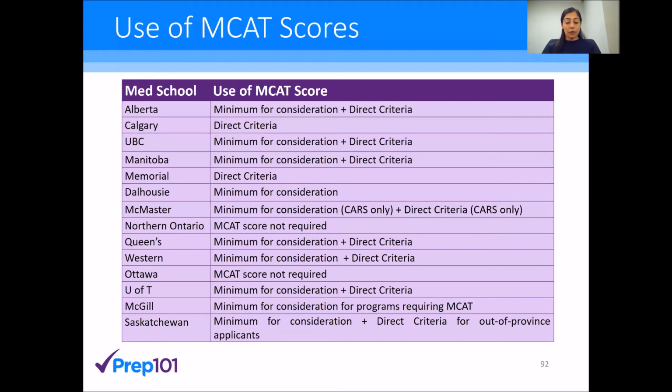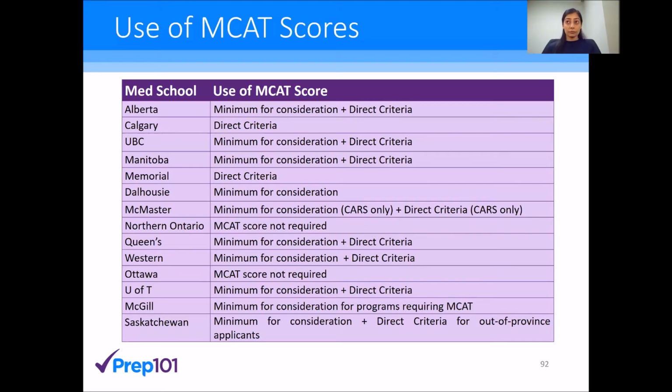All right. Now, before I move on, one thing I really want to talk to you about is to not confuse the words minimum for consideration with a competitiveness idea. When you hit the minimum for consideration, those are the lowest MCAT scores that a school is willing to accept in order to look at your file. Just because you hit those does not mean that you've met the criteria in order to be invited for an interview. There are many factors that the medical schools consider.